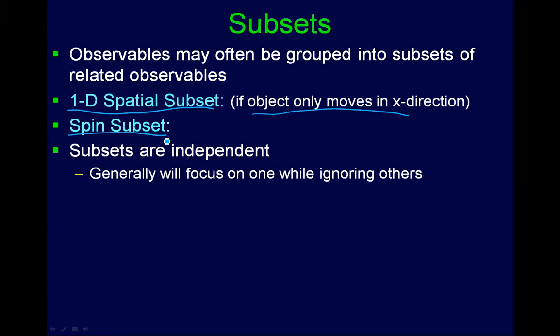And these subsets are independent. And so generally you can focus on one while ignoring the others, like what we're going to do. We're going to talk about the spin subset because it is a very simple system that is really good for illustrating some of the interesting aspects of quantum mechanics. And we'll ignore the other ones while we're doing this.